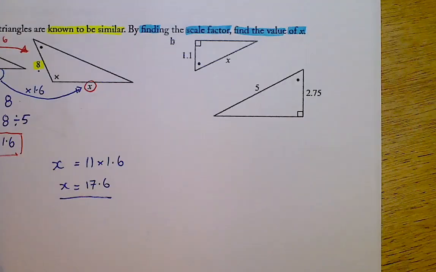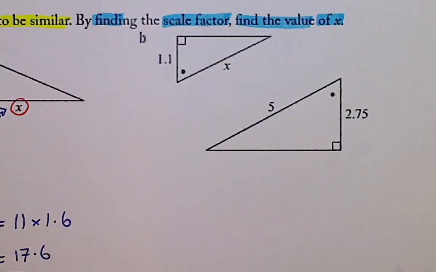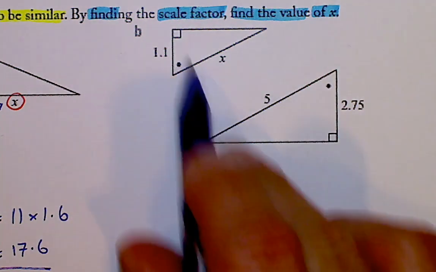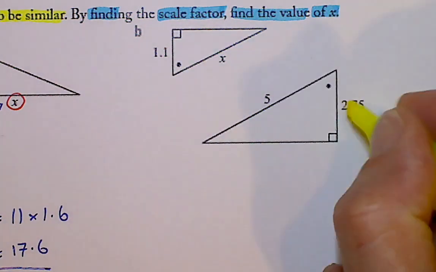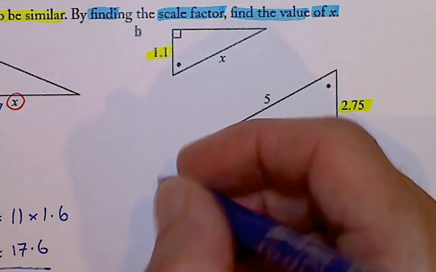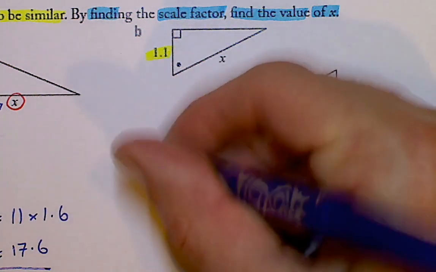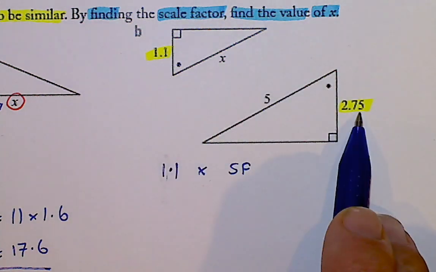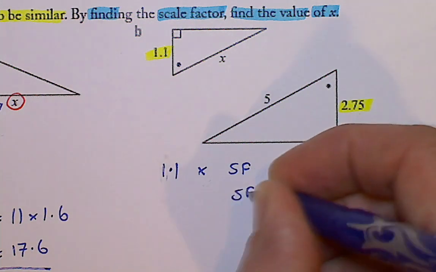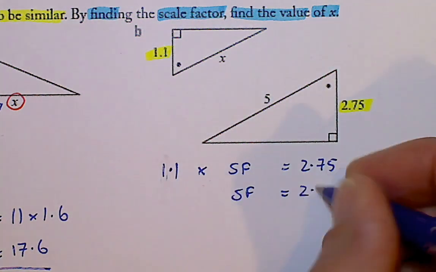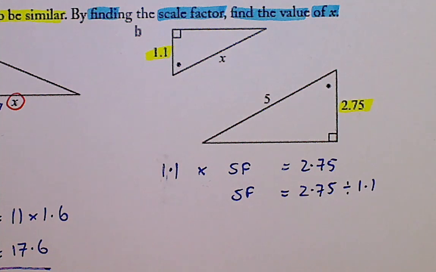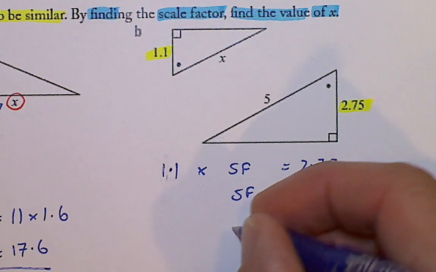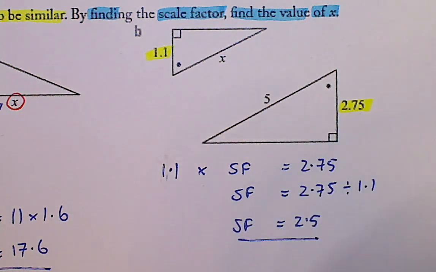Okay, let's look at B. So again, we want to find the scale factor, and then we want to find the value of x. So first thing is to find the corresponding sides. So our corresponding sides are there, 2.75 and 1.1. All right, now one way of looking at this is we can take 1.1, we're going to multiply it by some scale factor to get to 2.75. All right, so now what we want to do is divide the other side by 1.1 to do the opposite. So 2.75 divided by 1.1 is 2.5. And that's our scale factor.